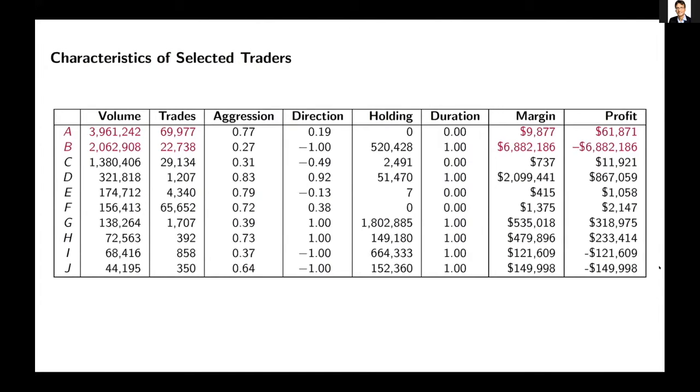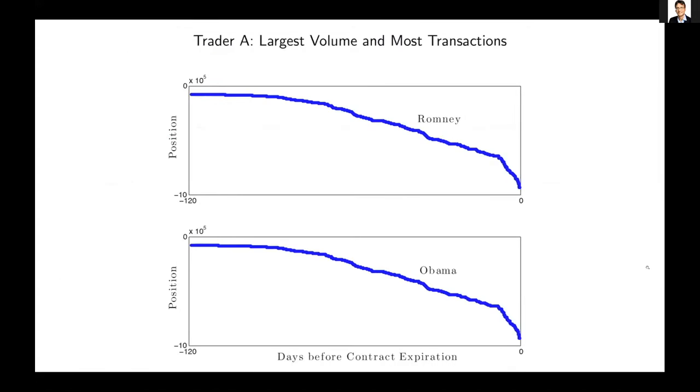These are completely different strategies that they're adopting. Trader A adopted an algorithmic strategy, and the margin that you see in the column towards the right is the total amount of money that was at risk, the most that this trader ever risked at any point in time. It's less than $10,000. The profit made was over 60,000. Trader B risked almost $7 million and lost the whole lot. So this person was following a very different strategy. Let me quickly show you these strategies and then I'll get to the hybrid market.